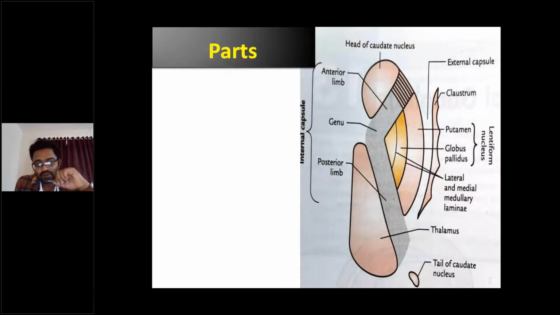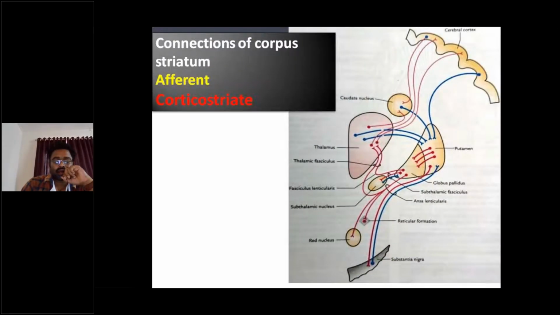Parts of the lentiform nucleus. As already discussed, the lentiform nucleus is divided into an outer part called the putamen and an inner part called the globus pallidus. These two parts are divided by the external medullary lamina. The globus pallidus is further divided into outer and inner parts by the medial medullary lamina. Let's learn about the corpus striatum. The corpus striatum comprises the caudate nucleus and lentiform nucleus.